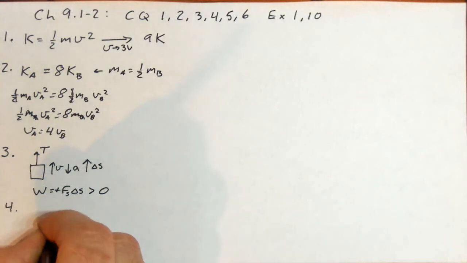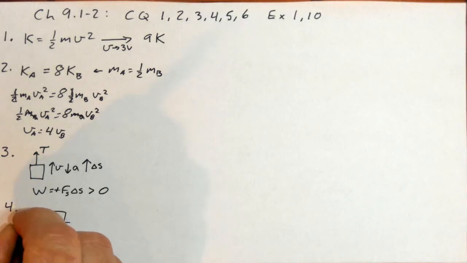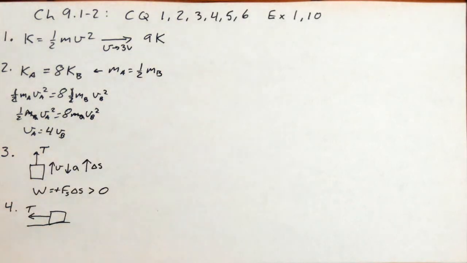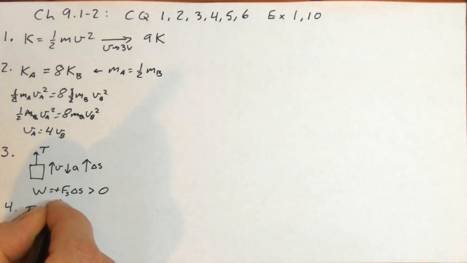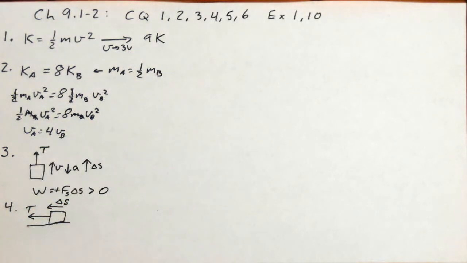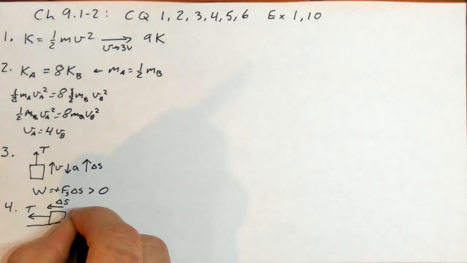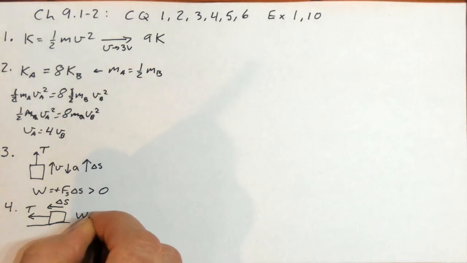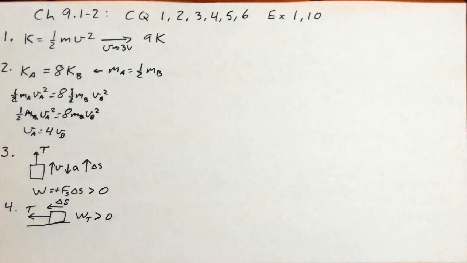Okay, here we have a box being pulled across the floor by tension. Is that tension doing positive work or negative work or no work on the box? Again, it doesn't matter the velocity of the box. It doesn't matter the acceleration of the box. It just matters the displacement of the box. And the box does have a displacement in the direction of the tension, so the work by the tension in this case is also greater than 0 because they point in the same direction.